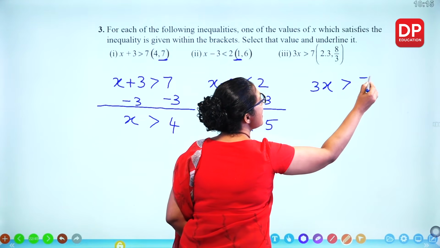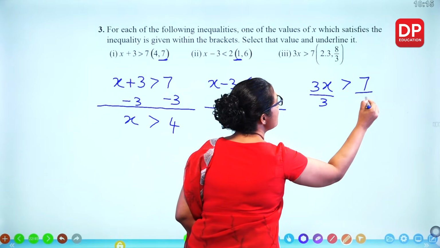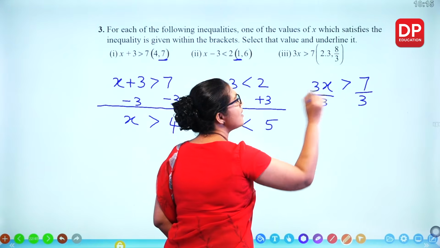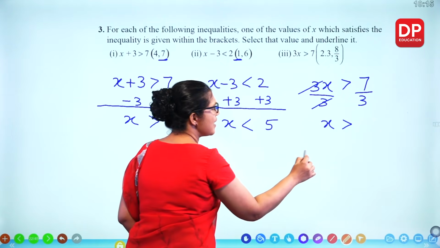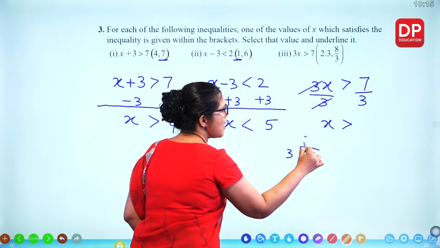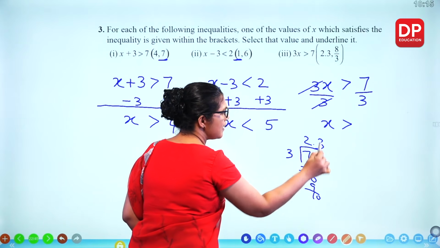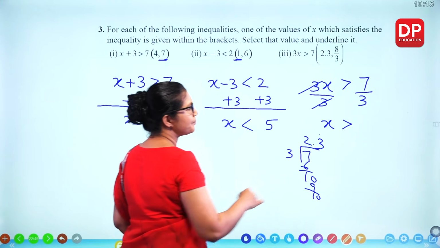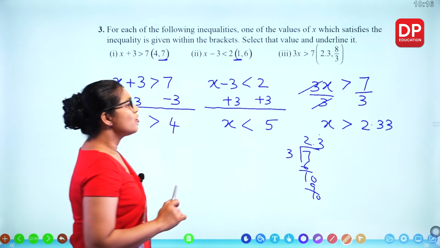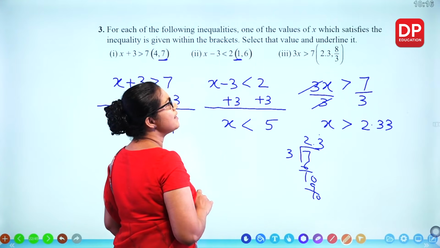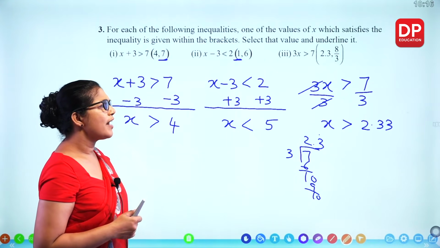3x is greater than 7. So you need to divide this by 3. Nothing will happen to the inequality sign. When you divide by 3, you get x here. 7 divided by 3, roughly how much? 3 times 2 is 6, remainder 1, so 10. 3 times 3 is 9. Again 3. So 2.33, correct to 2 decimal places. So any value greater than 2.33.